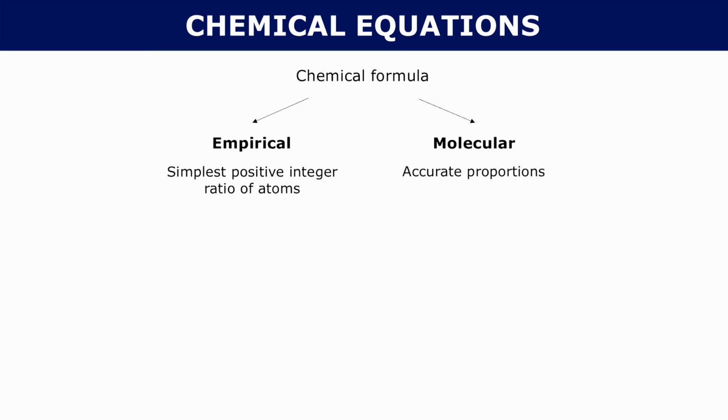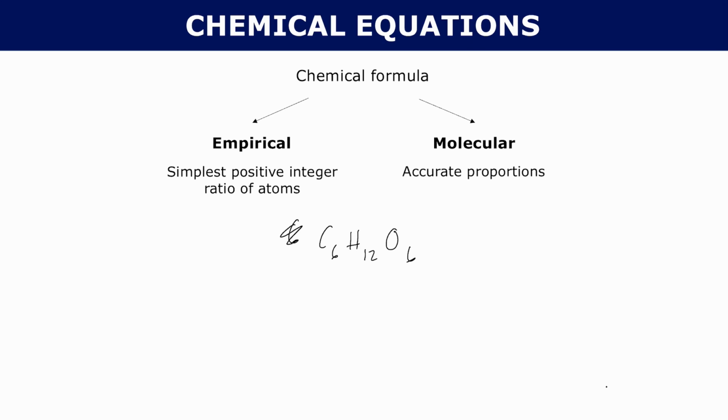The other one is going to be the molecular formula. And the molecular formula is going to be the accurate proportions. And so to get an understanding of this, you have to look at an example. So let's look at glucose, which is C6H12O6. Now, this chemical formula is the molecular formula. And that's because if you look at a molecule of glucose, it's going to have 6 atoms of carbon, 12 atoms of hydrogen, and 6 atoms of oxygen.